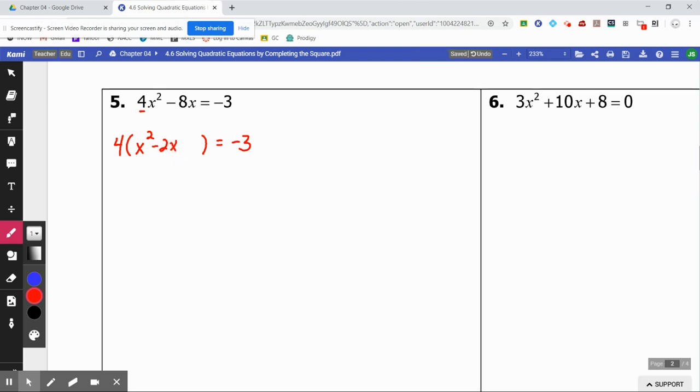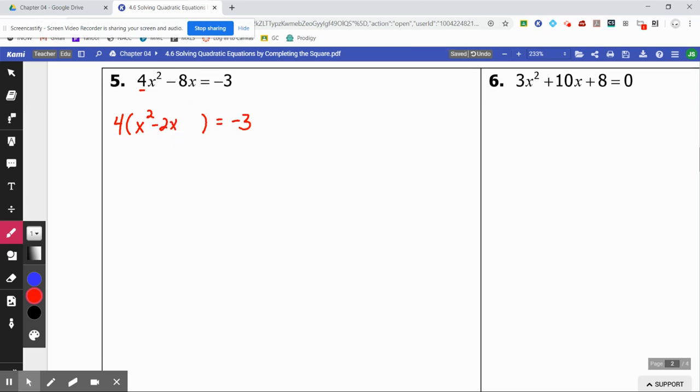Now here's where this gets a little bit complicated, but it's still not hard. We're going to complete our square inside of here. We're going to take half of this, negative 2, and we're going to square it. That's going to be negative 1 squared, which is a positive 1. We're going to add that to both sides.